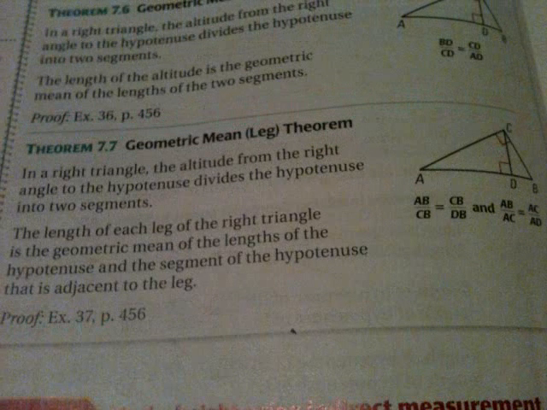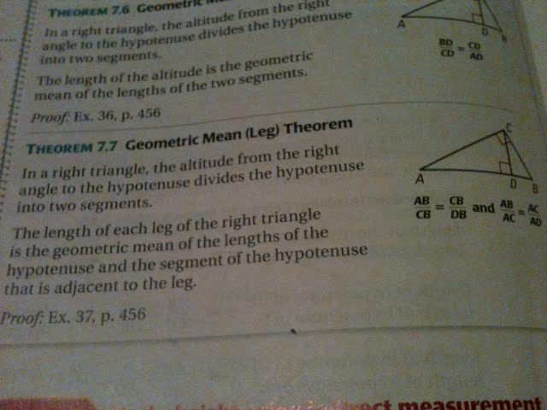Last but not least, the geometric mean theorem for the leg is: in a right triangle, the altitude from the right angle to the hypotenuse divides the hypotenuse into two segments. The length of each leg of the right triangle is the geometric mean of the lengths of the hypotenuse and the segment of the hypotenuse that is adjacent to the leg.